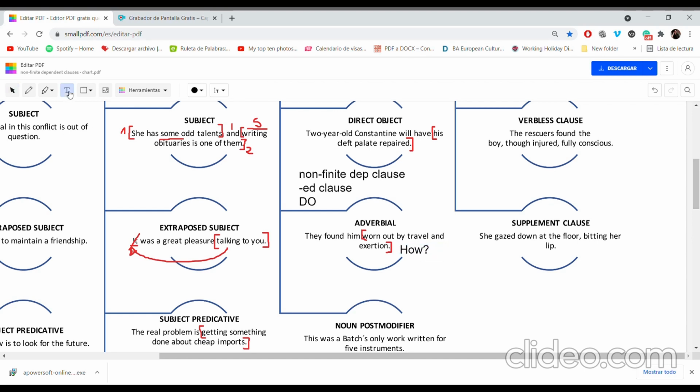How are you going to analyze this? As always, non-finite dependent clause. Then I'm going to mark that also in the category of ed clause, and finally adverbial. It's not necessary for you here to include what kind of adverbial it is, right? We're going to consider adverbials in unit 11, not now. So adverbial, it's okay up to there.